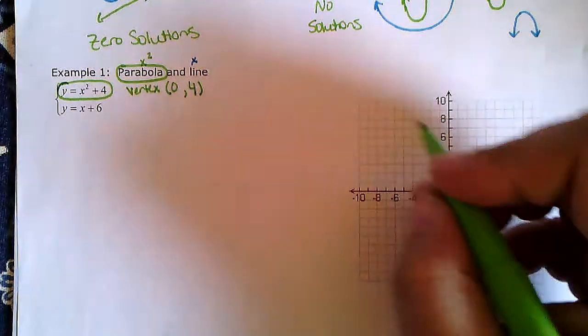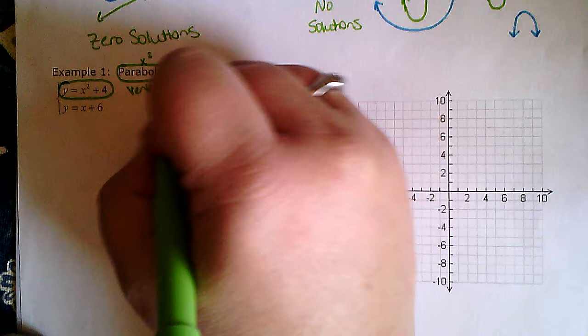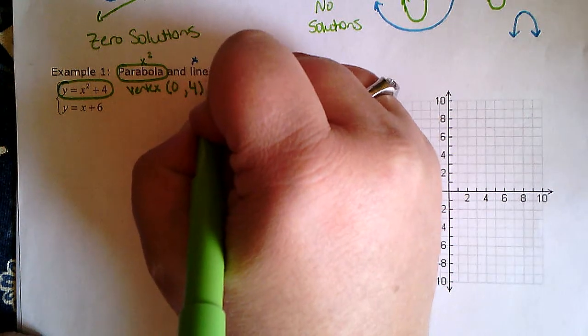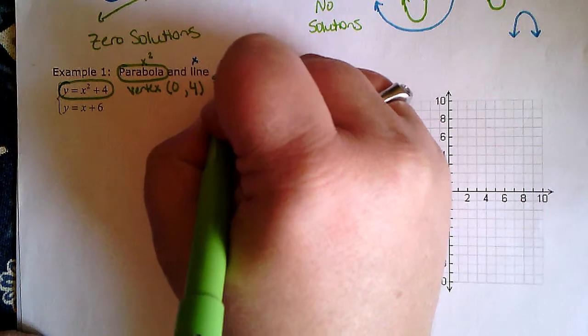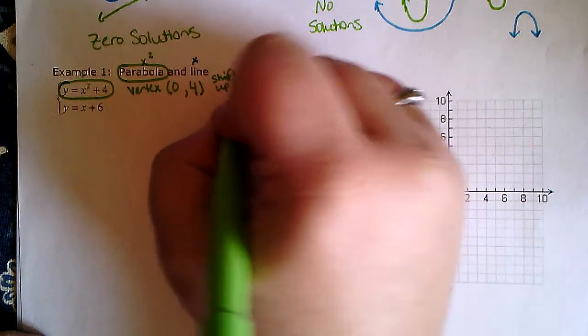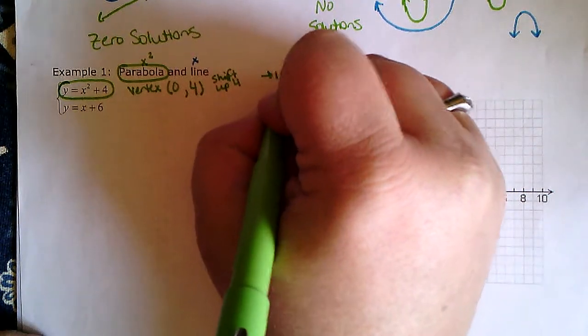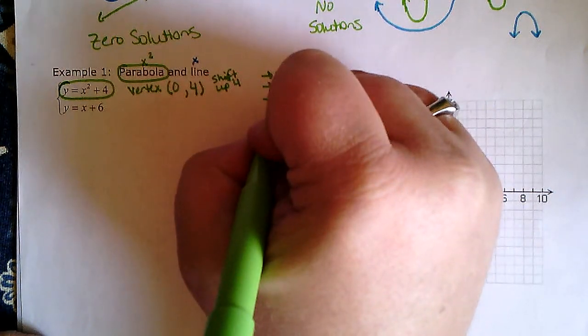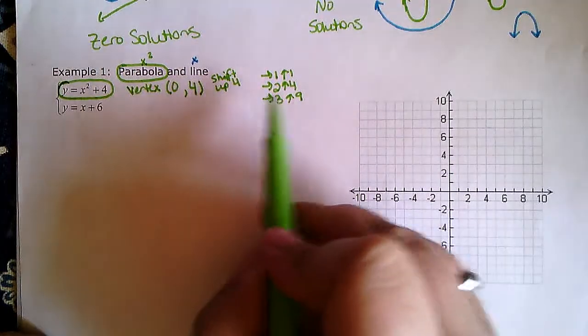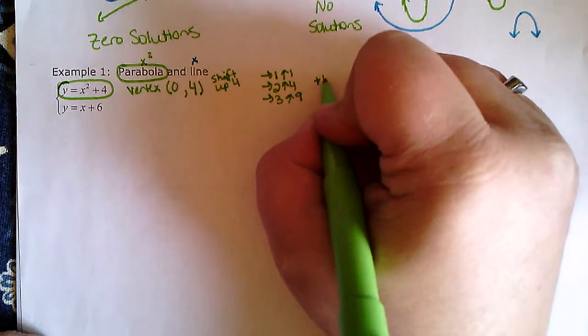So to graph that, we are going to shift up 4. And after we graph that vertex, we are going to go right 1, up 1, right 2, up 4, and right 3, up 9. And we're going to do that on both the right and the left.